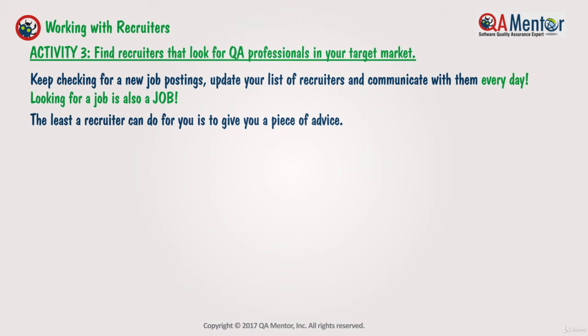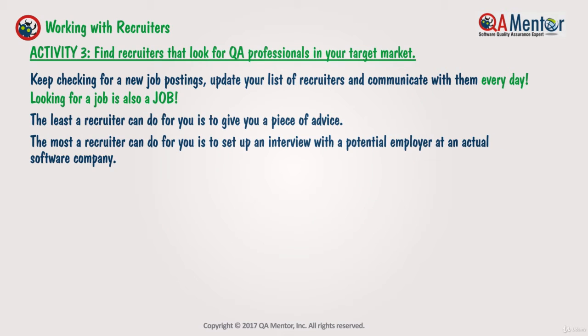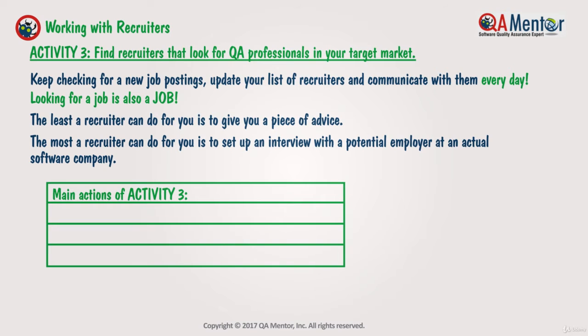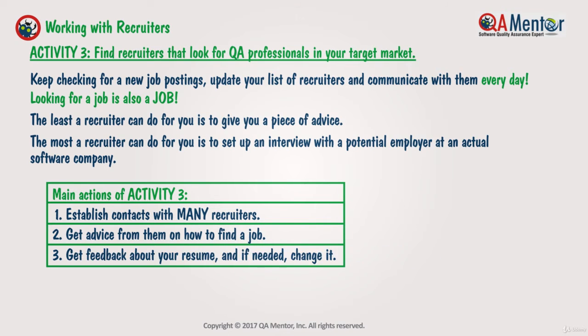The least a recruiter can do for you is to give you a piece of advice. The most a recruiter can do for you is set up an interview with a potential employer at an actual software company. Main actions of Activity 3. 1. Establish contacts with many recruiters. 2. Get advice from them on how to find a job. 3. Get feedback about your resume and, if needed, change it.